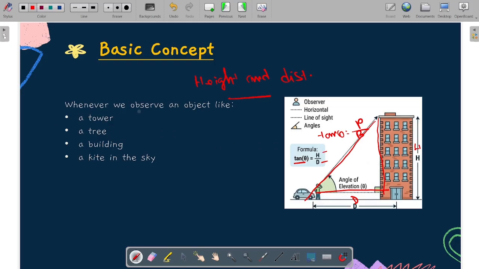Whenever we observe an object in any question, like a tower or tree or building or kite in the sky, this type of question will be solved by trigonometric ratio formulas.